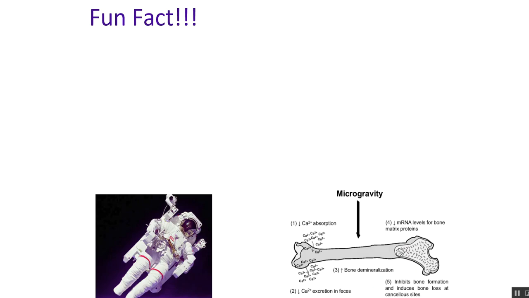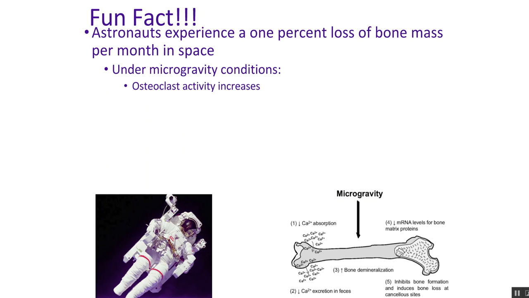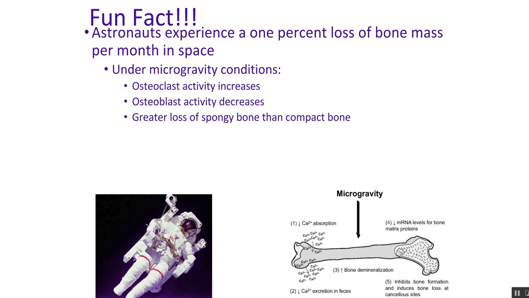This one you don't have to write down. Again, this is a fun fact, maybe not for the astronauts. Astronauts experience a 1% loss of bone mass per month in space. So they are under microgravity conditions, which means there's no pressure being put on their bones. Osteoclasts, the bone breakers, the bone destroyers, increase, and osteoblasts, the ones that make the bone, decrease. So there's a greater loss of spongy bone and compact bone.